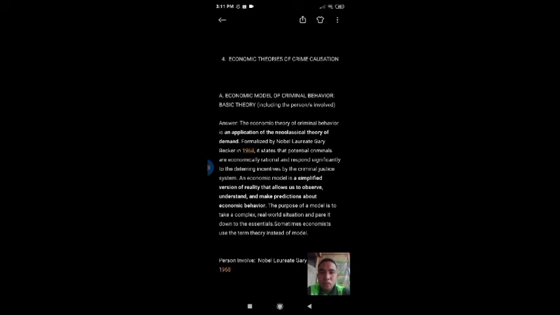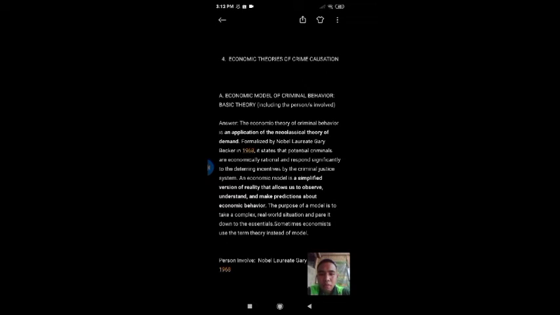Number 4 is economic theories of crime causation. A is the economic model of criminal behavior, basic theory. The economic theory of criminal behavior is an application of the neoclassical theory of demand formalized by Nobel laureate Gary Becker in 1968. It states that potential criminals are economically rational and respond significantly to the deterring incentives of the criminal justice system.